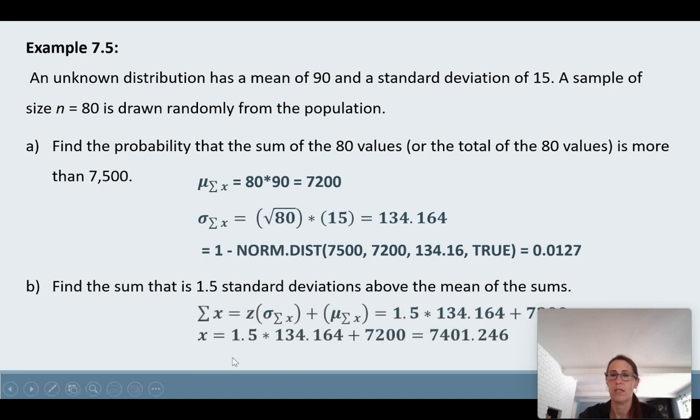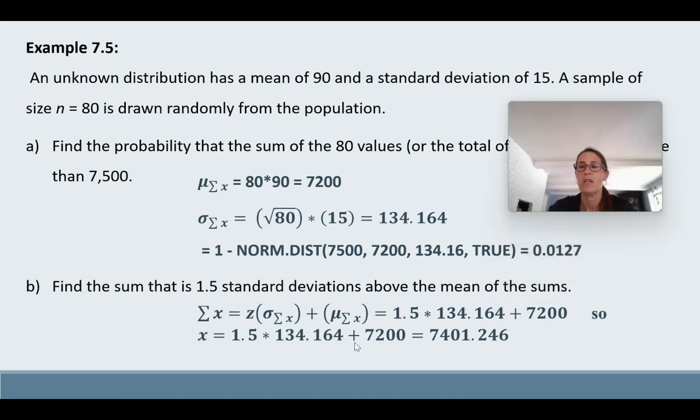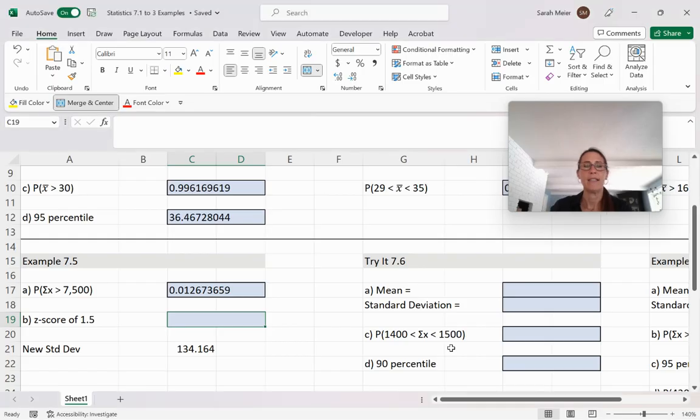So in this case, we're going to use the raw score formula, where the sample sums are going to be the z-score times the standard deviation plus the mean of the sample sums. So 1.5 times that standard deviation plus 7,200, which is our new mean. So we get 1.5 times 134.164 plus 7,200, and we get 7,401.246.